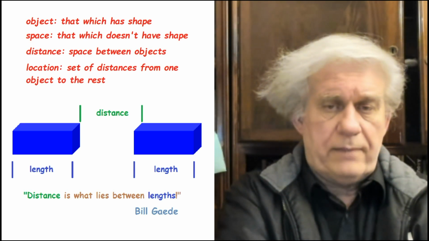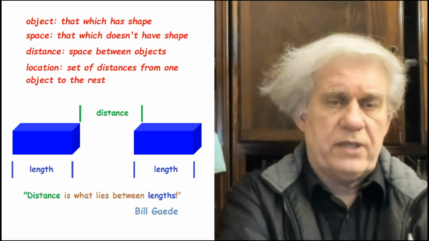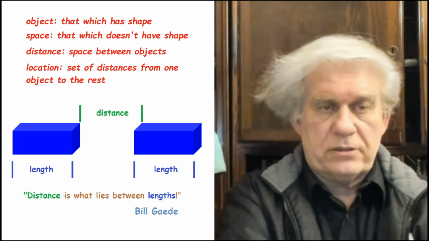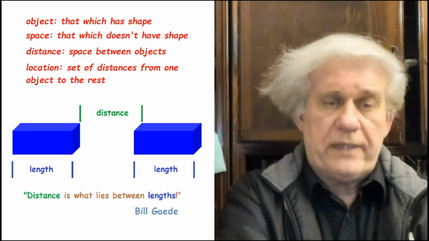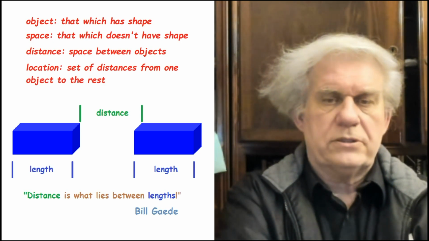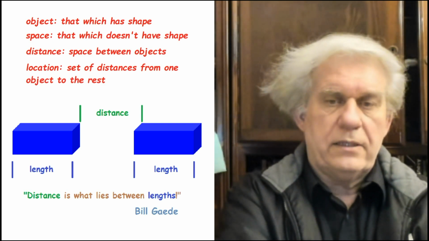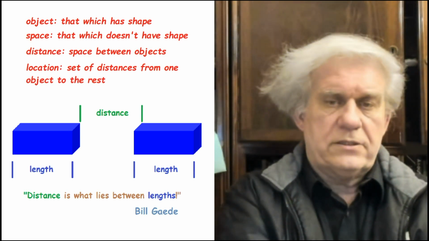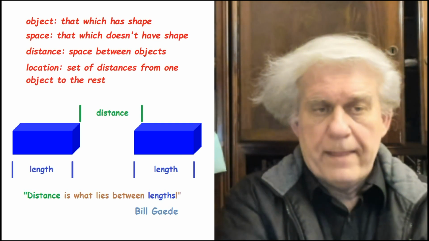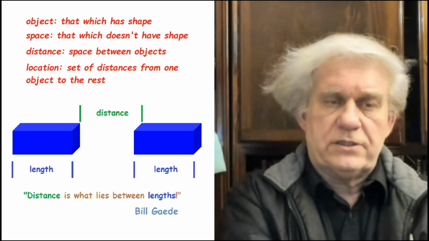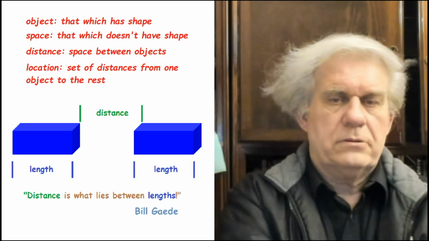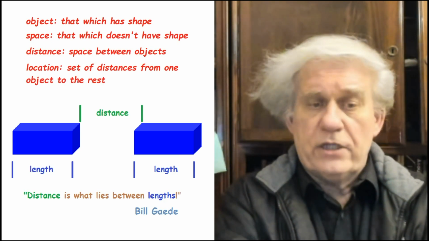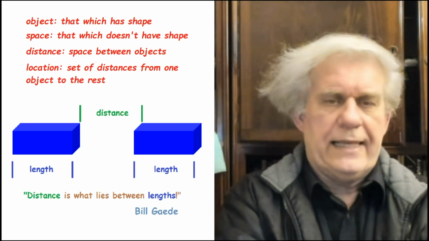Space, that which doesn't have shape. Now we know what space is. It's that which doesn't have shape. It's the antonym of the word object. So we have object, that which has shape, space, that which doesn't. Distance is the space between objects. That's what we call distance. That separation, that gap. Nothingness there, because what is space? That which doesn't have shape. So there is nothing there. Nothing and space are synonyms. And what is location? Well, it's the set of distances from one object to the rest. I like to synthesize that in a nice little saying: distance is what lies between lengths.